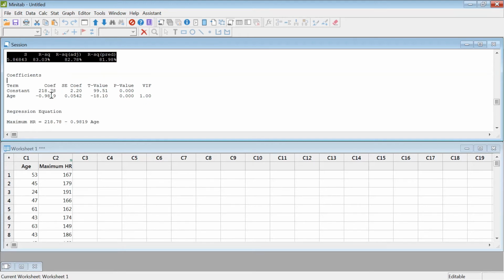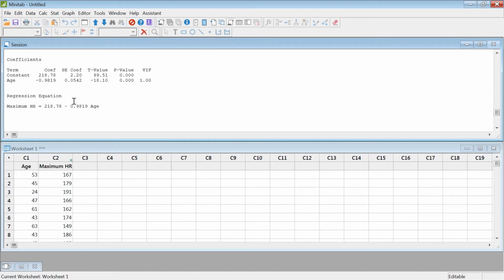Now we go for explaining the coefficient. The constant is about 219, and the age coefficient is minus 0.98. So this is the maximum heart rate equation. Now this is beta 1, minus 0.9819. So we can explain it this way: if we increase age by 1, then the heart rate decreases by 0.98. If we increase age by 10, then heart rate decreases by 9.8, like that.